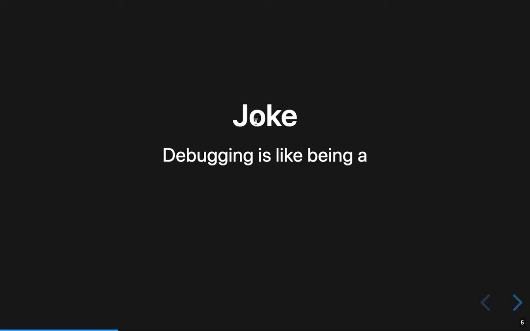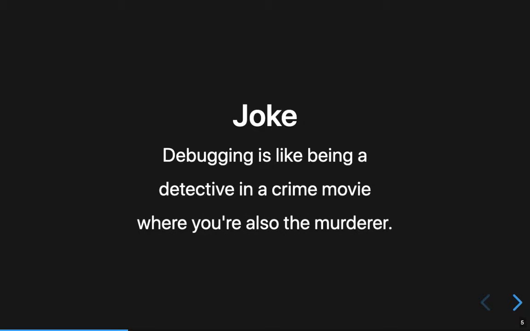Then let's have a joke. Debugging is like being a detective in a crime movie where you are also the murderer.